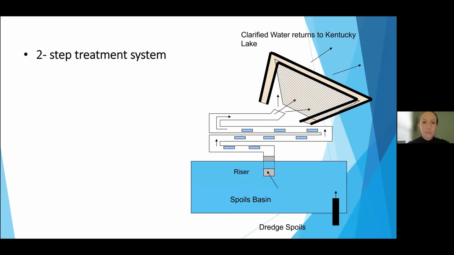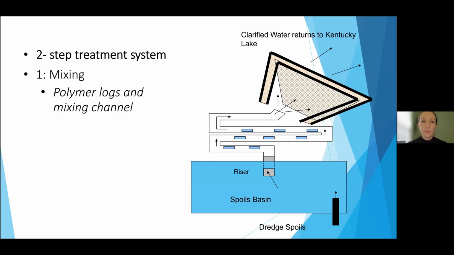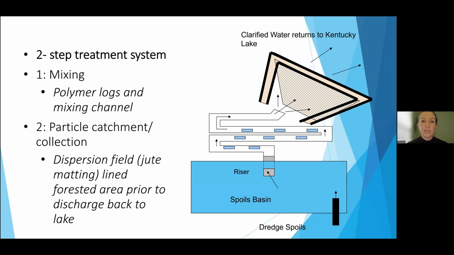So it was kind of a two-step process where the water went from the spoils basin, over through the polymer logs in a mixing channel. And then once it went through that open kind of dewatering channel where it went over the flock logs, we sent it through that forested area. But in that forested area, we lined it and turned it into a dispersion field. We lined it with jute matting. We also added some of the granular polymer.